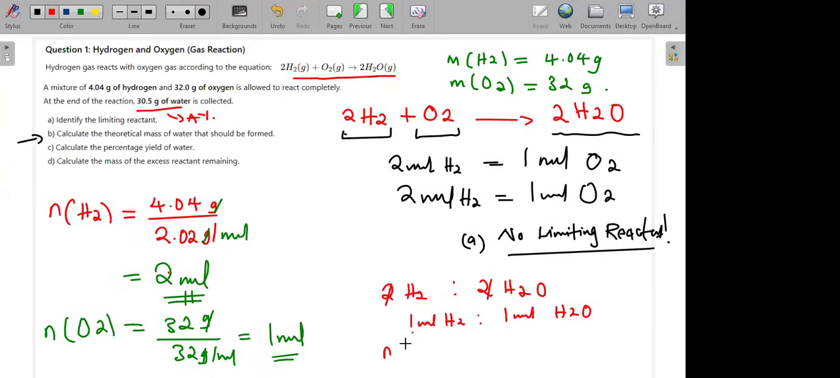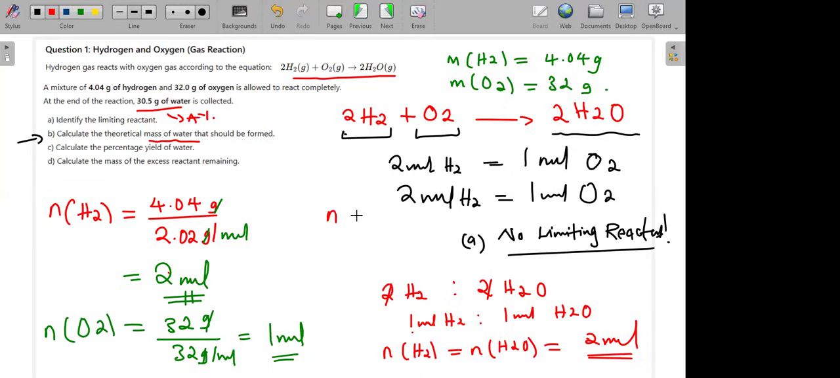So I'm just going to say the moles of the hydrogen gas is equal to the moles of the what? Of the water. The moles of hydrogen gas, we found it was 2, so that is 2 moles. So it's the same as the moles of the water. Then once I have the moles of the water, I can now calculate the what? The theoretical mass of the water. So how do we do that?